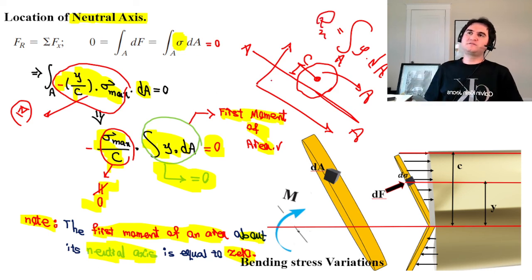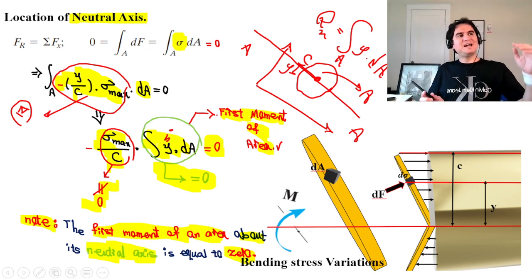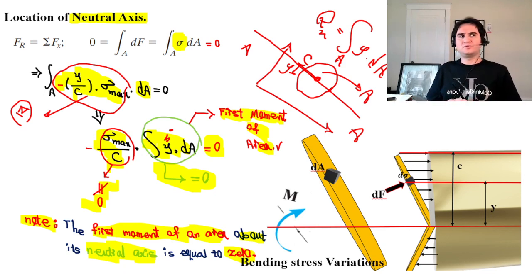But what if this axis just passes through the centroid? That's in fact the case we have here. The neutral axis goes through the centroid. So if y goes to zero, this integration goes to zero. If the axis passes through the centroid, the first moment is zero, because y is already zero.